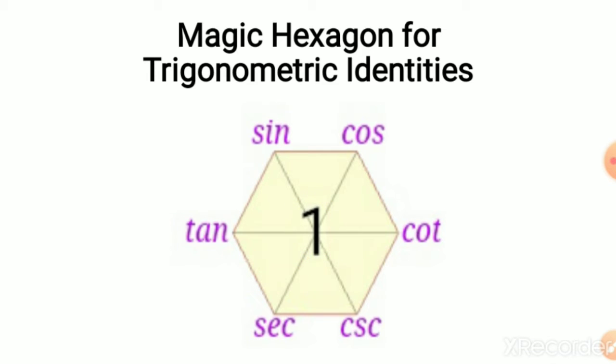For you to remember, the cofunctions such as the cosine, cotangent, and the cosecant are all on the right side of the hexagon.